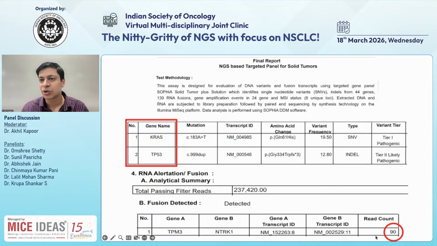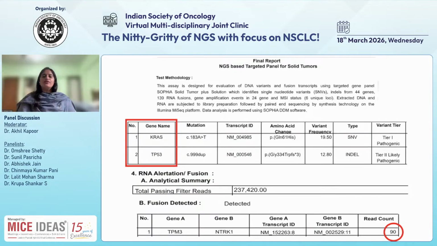Again, requesting Omshri ma'am. So from here, what it says is that the RNA reads have been really good. The quality of the RNA library that has been prepared and the passing filter reads have all been above the threshold validity of good quality coverage. Among that, what we have got is this TPM3-NTRK1 fusion, and their respective gene transcript IDs have been given. So the fusion reads matching to that TPM3-NTRK1 fusion region, those 90 reads, are present.